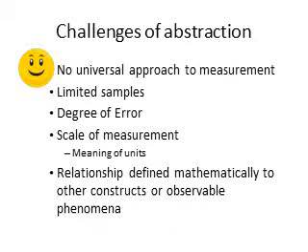There are several challenges that are going to arise when we're dealing with constructs and test development, several of which your book, the Crocker and Algina text, starts to discuss, that is that of abstraction. So we never directly measure anything. As we always indirectly measure, there are going to be several challenges that arise. And here are five of those that they address, which I think may be even more meaningful today than when they were originally written. There's no universal approach to measurement.